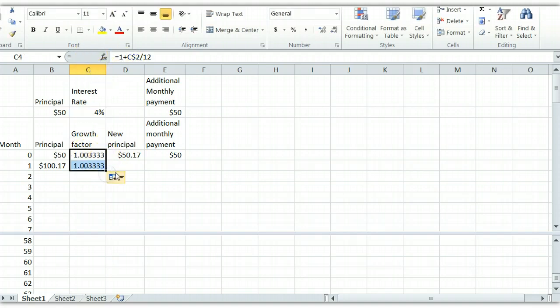So I'm going to fill this one down there. My new principal, I can just fill this one down. These I will not put $ signs because this one and this one come from this row, so now I want this row and this row. So I do want this one to increment. So I'll bring that one down. That looks appropriate. And then my additional monthly payment is still going to be the same, so I don't want this to change. So if I click on here, it's E2 again because of the $ sign.